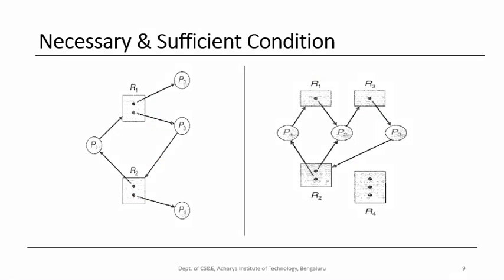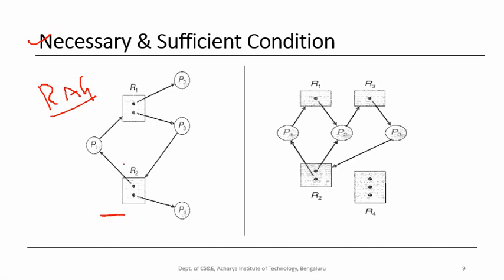I don't have much time. I'll quickly discuss this and stop. Necessary and sufficient condition for deadlock to occur. Now look at this graph. This is a resource allocation graph. What do you infer from this graph? P1 is requesting R1. One of the instances of R1 is held by P2, and the other one is held by P3. And P3 is making a request for R2. One of the instances of R2 is held by P1, and the other is held by P4.